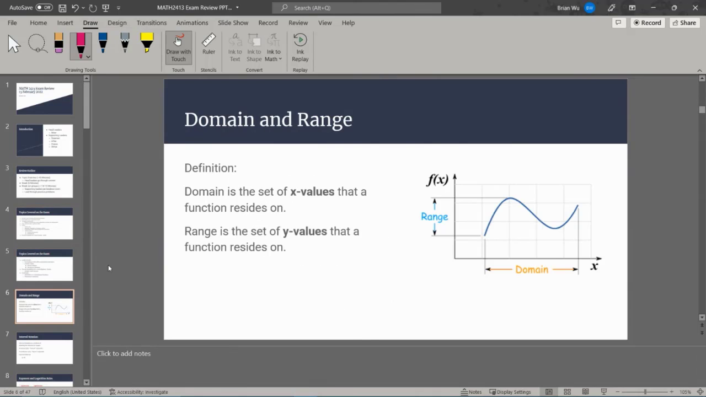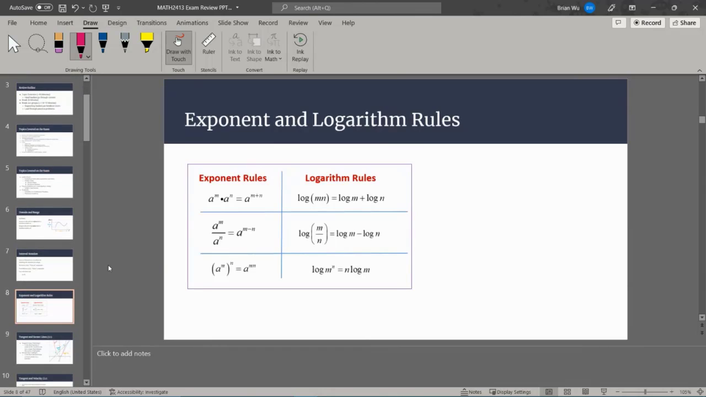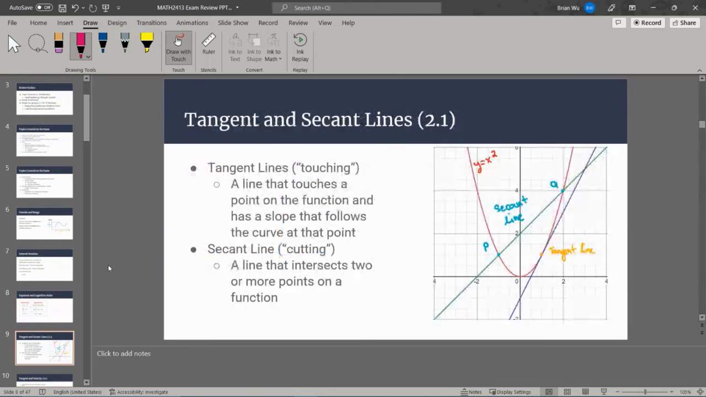Domain and range, these are things that you should know already, but if you need to review them, they'll be on the PowerPoint. Same with interval notation and exponent and logarithm rules. So the first unit should be tangent and secant lines.